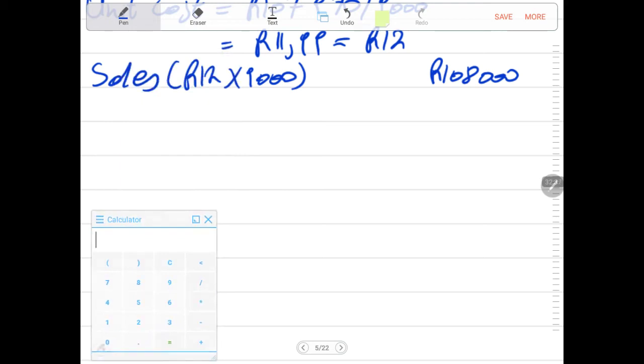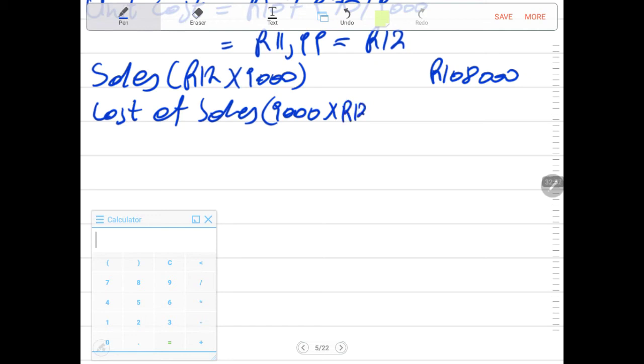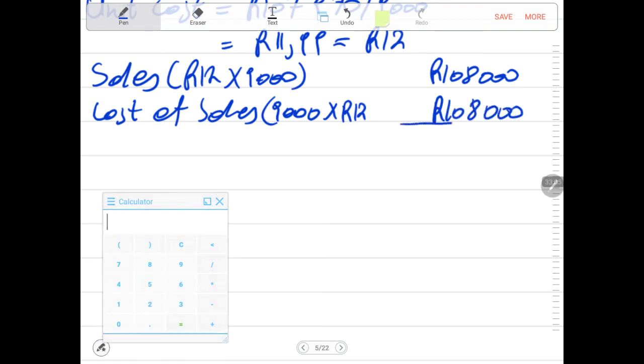Then we have our cost of sales. In the case where everything manufactured was all sold, you don't have to worry. You can just say 9,000 because there's no opening inventory, there's no closing inventory. And we multiply this by 12 rand, it gets us into 0. So now this will be 108,000. Our gross profit will be 0 rands.